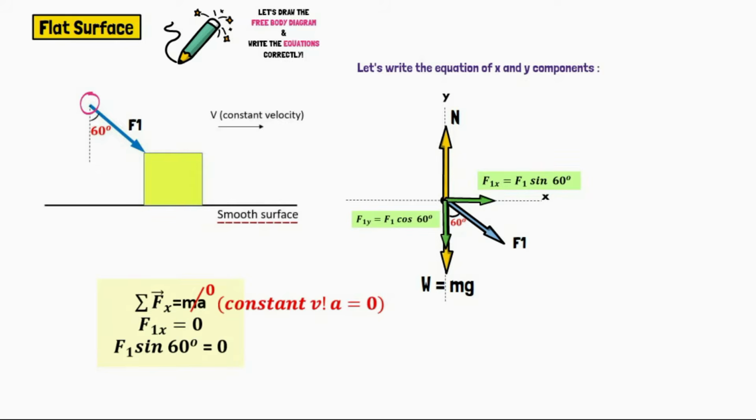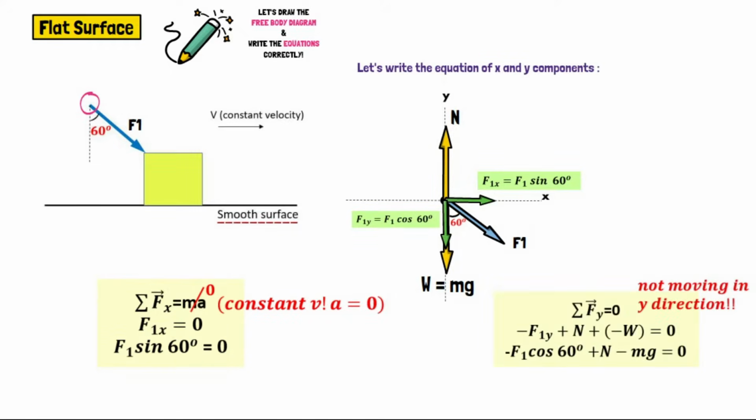Macam mana pula equation untuk Y component? Objek tidak bergerak in Y component kan? So, dia akan jadi total Fy equal to 0. So, based on our free body diagram, okay, in Y component, kita ada 3 forces. Kita ada normal force, kita ada F1Y, and then W. Remember that the direction of the normal force is upward, so it is positive. F1Y and W is downward, so I will take it as negative direction. Alright, so total F1Y plus N plus negative W equal to 0. Jadi, kita boleh tulis equation total Fy kita dengan betul dan tepat.